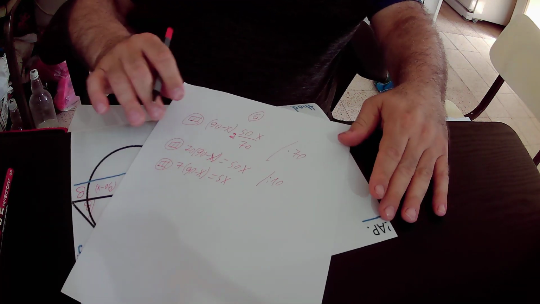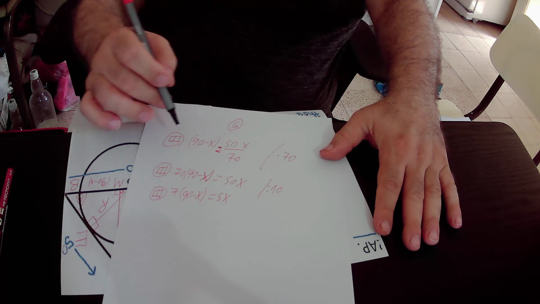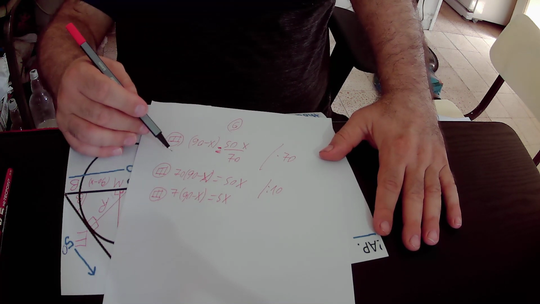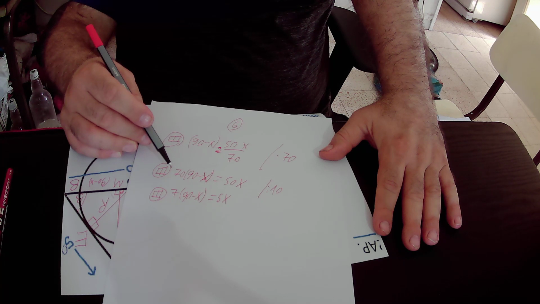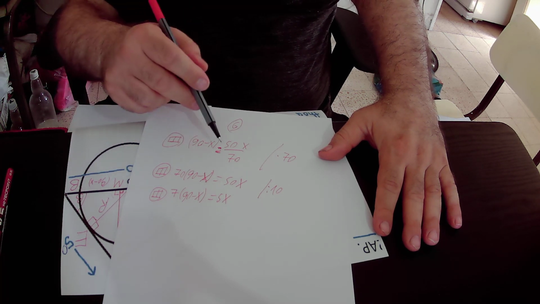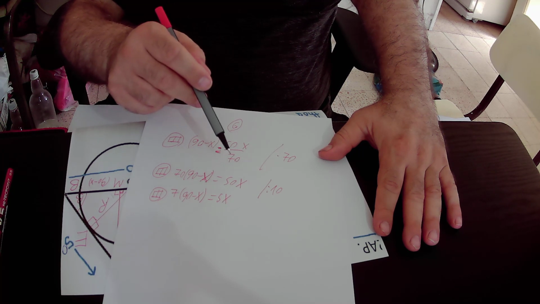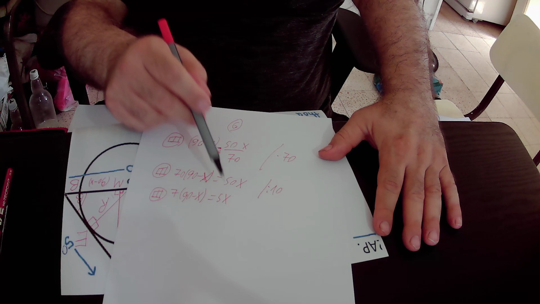So here we divided both sides of the equation by 10. So 70 divided by 10 equals 7. So it is 7 times (90 minus 6), and 50x divided by 10 equals 5x.